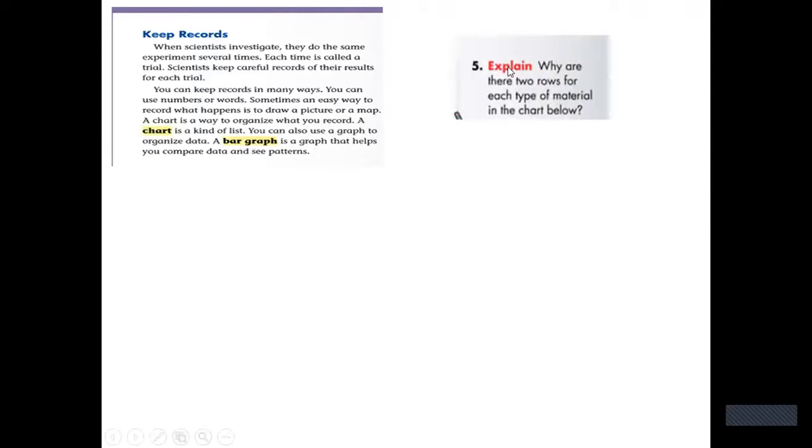Who can read for us question number 5? Explain why there are two rows for each type of material in the chart below. There were two trials and one row goes with each trial.